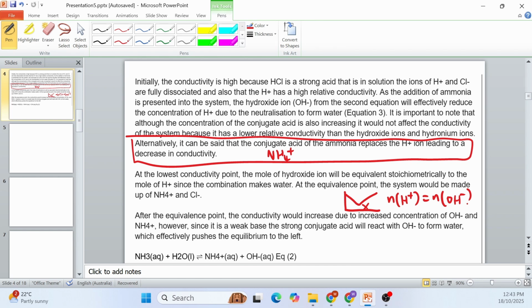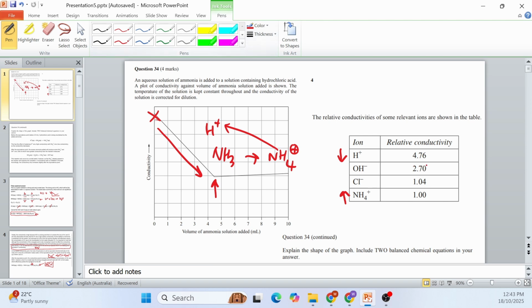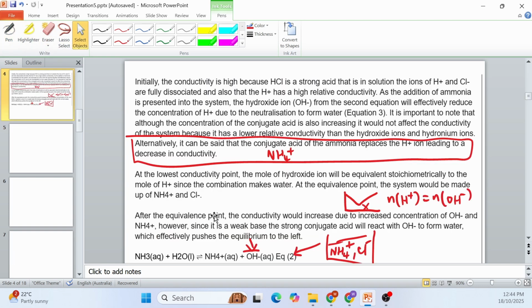Past the equivalence point, we're adding more ammonia. So it's going to have the effect of a rise in conductivity because hydroxide has a larger relative conductivity than both ammonium and chloride, and that is why it slightly increases the conductivity. However, since the conjugate acid is already present and the fact that it also produces more conjugate acid, it's going to react with the hydroxide ion and effectively push the equilibrium to the left. So this agrees with the HSC sample answer.